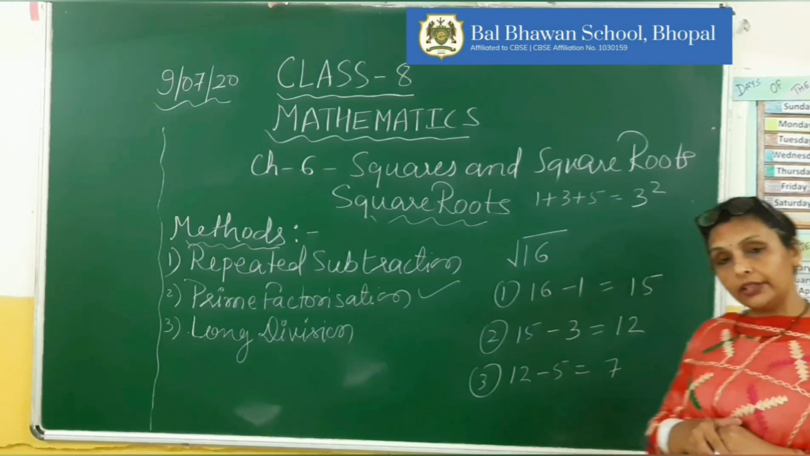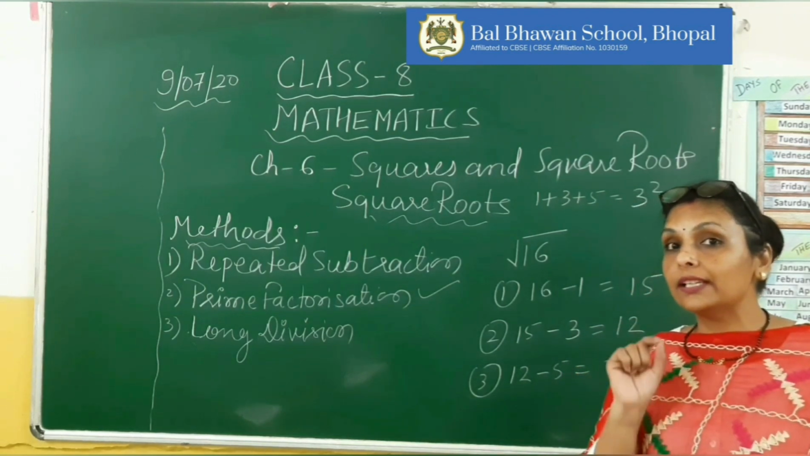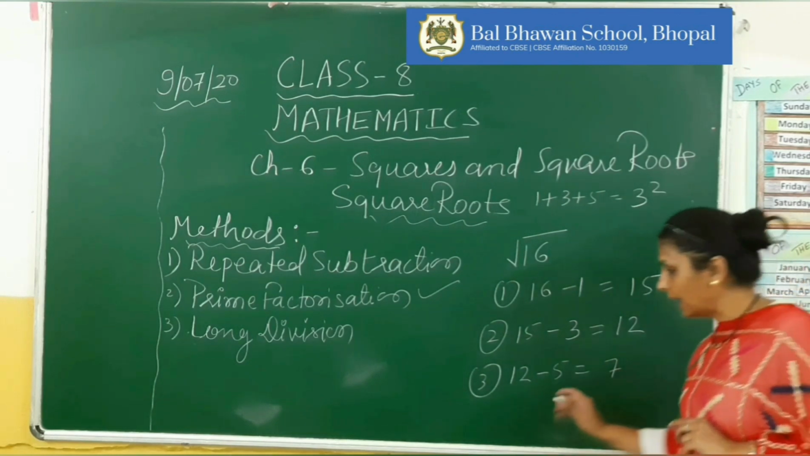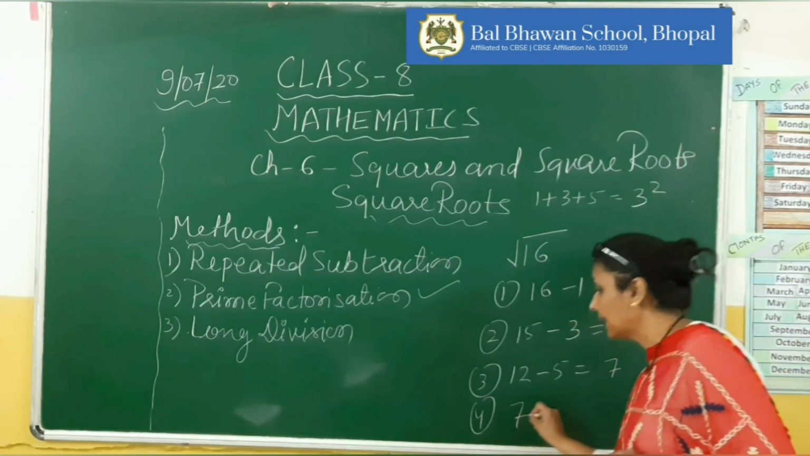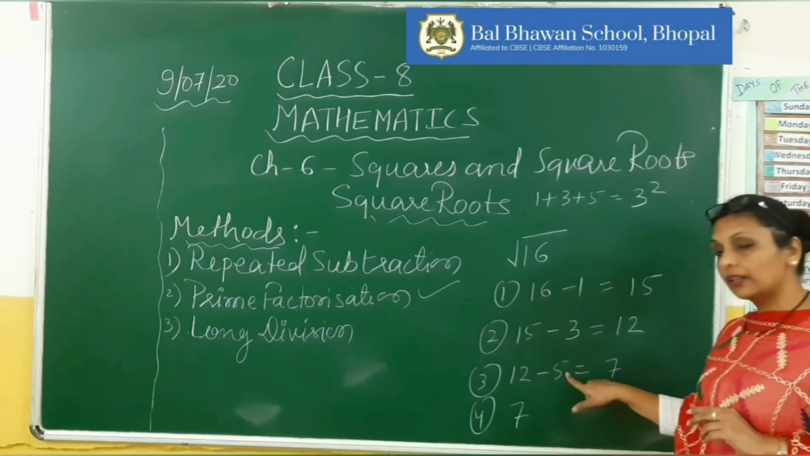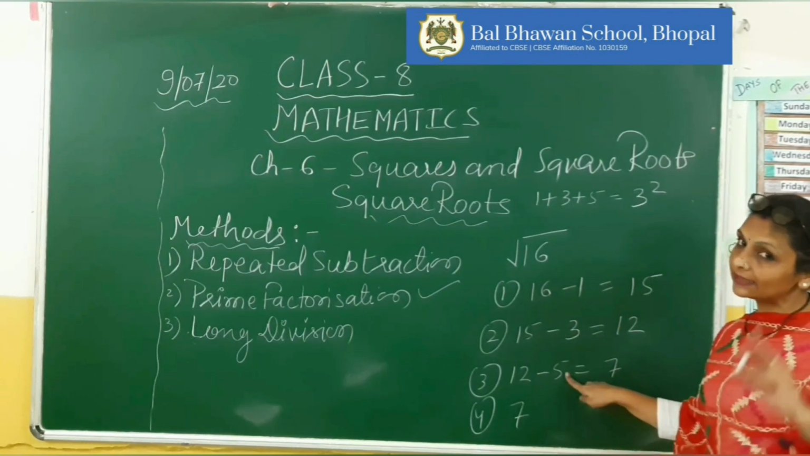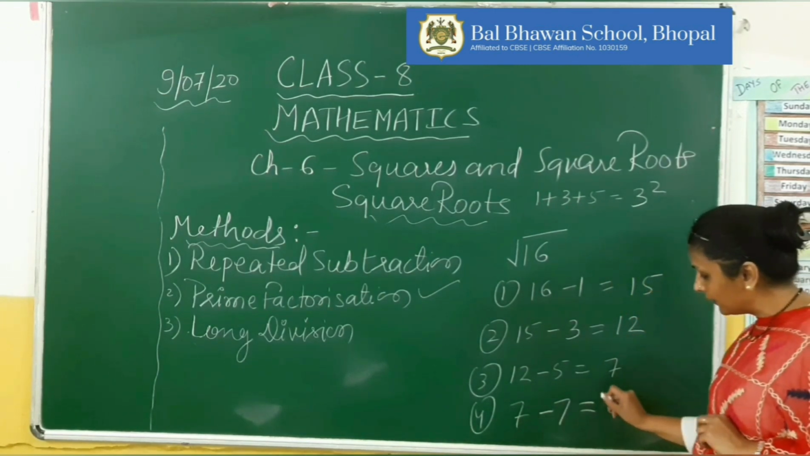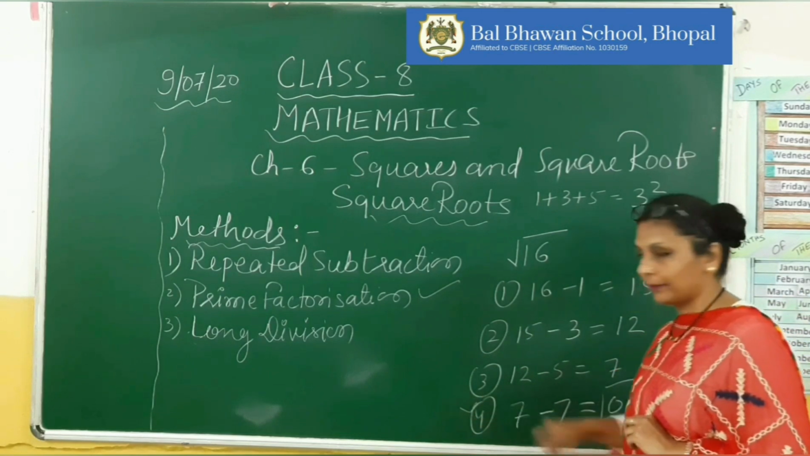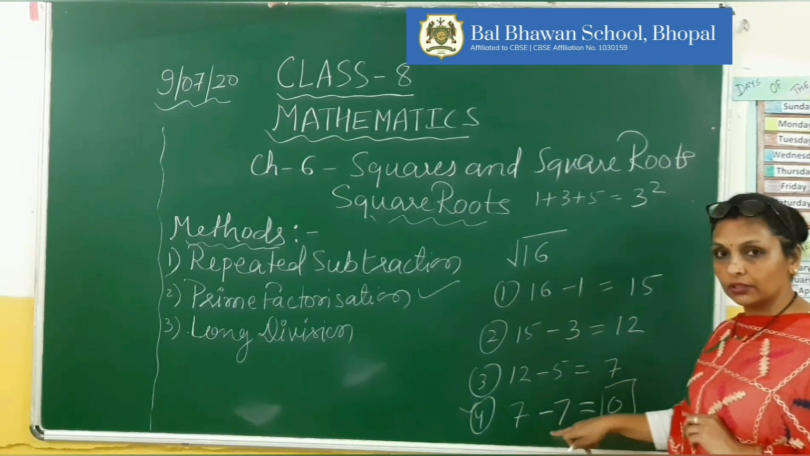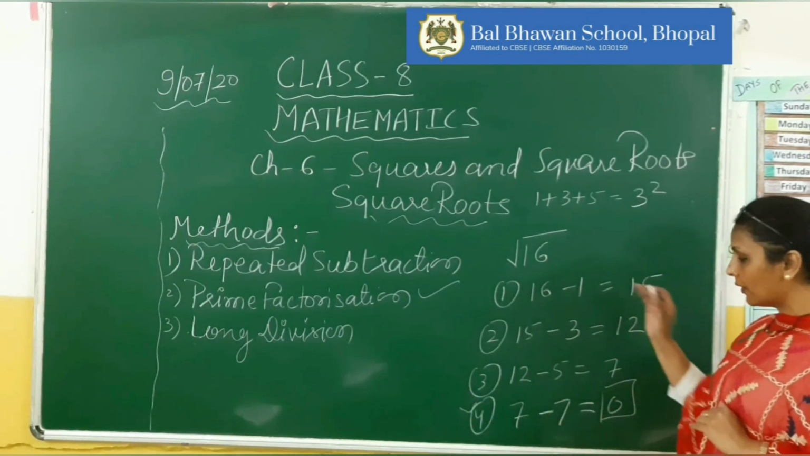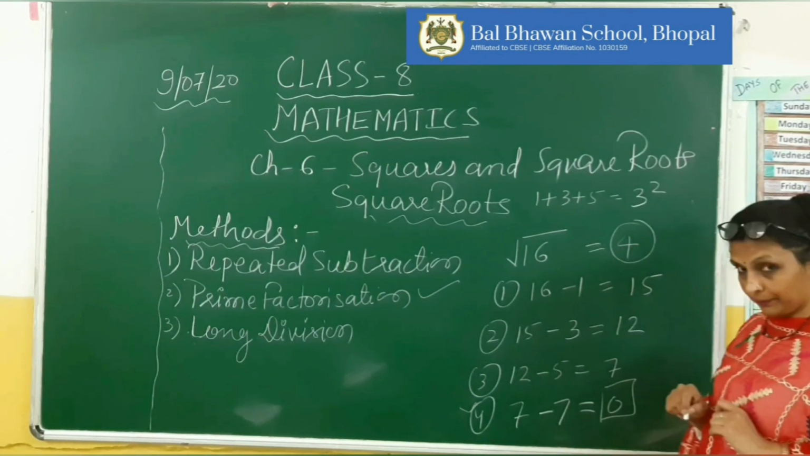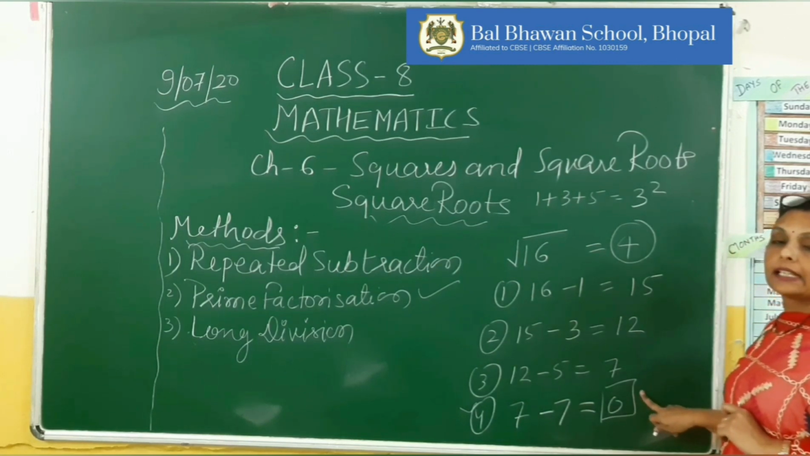Until when do we have to continue this method, children? Until we get the difference 0. Like here I got 7, so I will write down 7 in the fourth step, and the next odd natural number after 5 is 7. So 7 minus 7 is equal to 0. I got the difference 0 in the fourth step. You can see first, second, third, fourth. That means the square root of 16 is 4, because in the fourth step I got 0 as the difference.